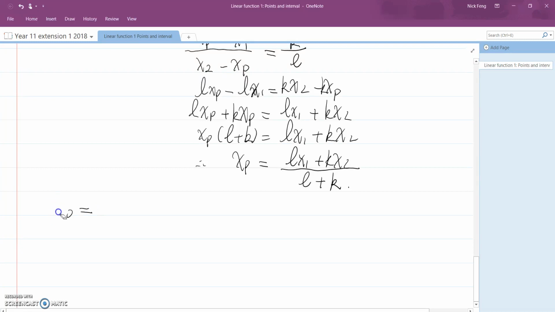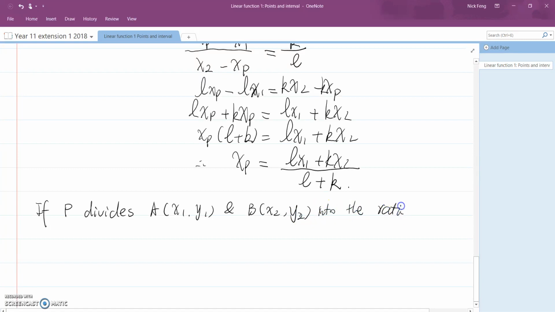So here is the formula for any division point that divides a given interval. Let me write it clearly. If P divides A and B into the ratio of K to L.